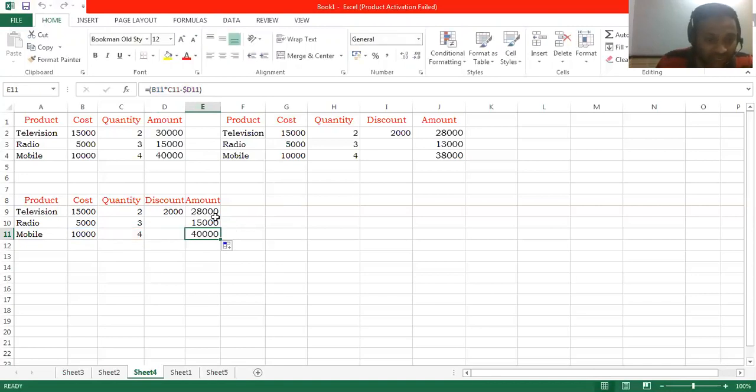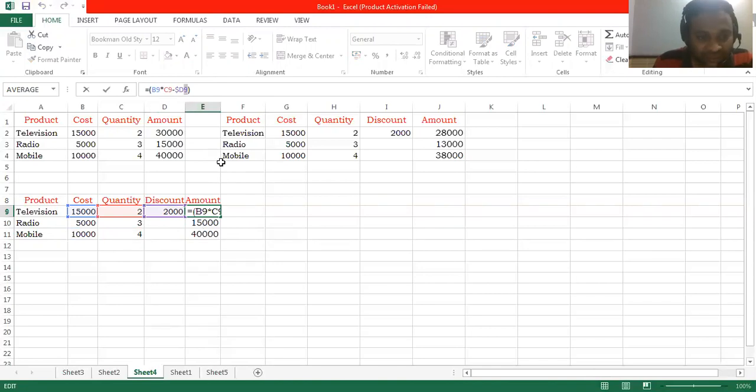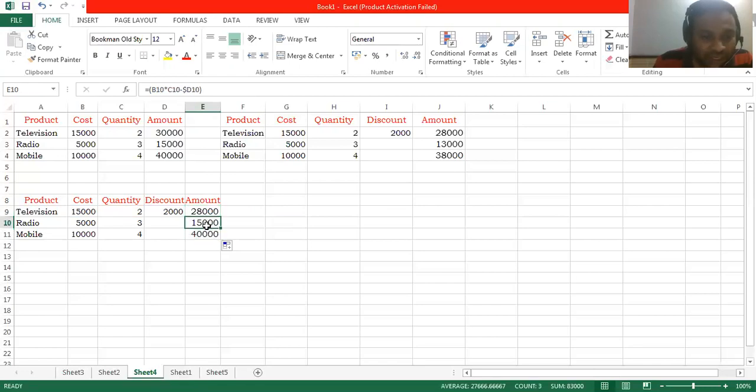Here mixed referencing means one part of the cell address is absolute. So this $D is an absolute referencing and this 9 is relative referencing. When we copy the formula, as usual it is copied and the cell address is also automatically changed. It does not fix to this cell, right? So hope you understood this mixed referencing.